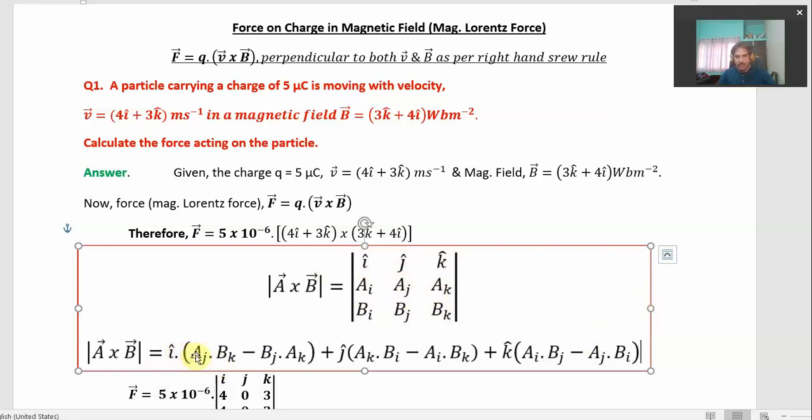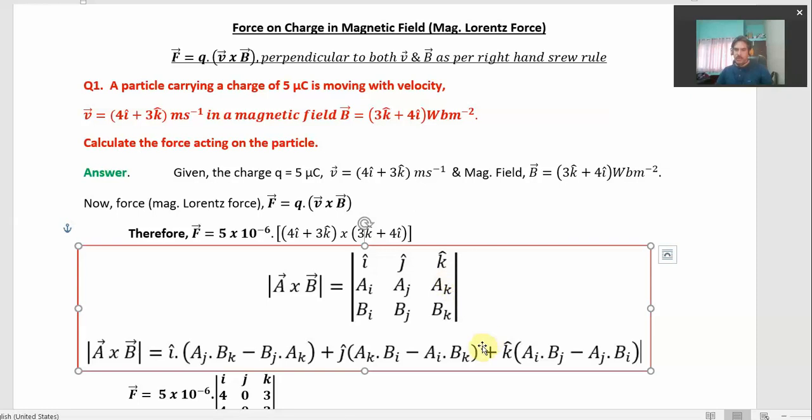So it is i into (aj bk minus, the sign is from the formula, ak bj). So it is written just like this. Plus j, then we omit the row and the column in which j lies. So we are left with ai, ak, bi, bk. Now we start multiplying this first. So it is ak bi minus ai bk. This minus sign is again from the formula.